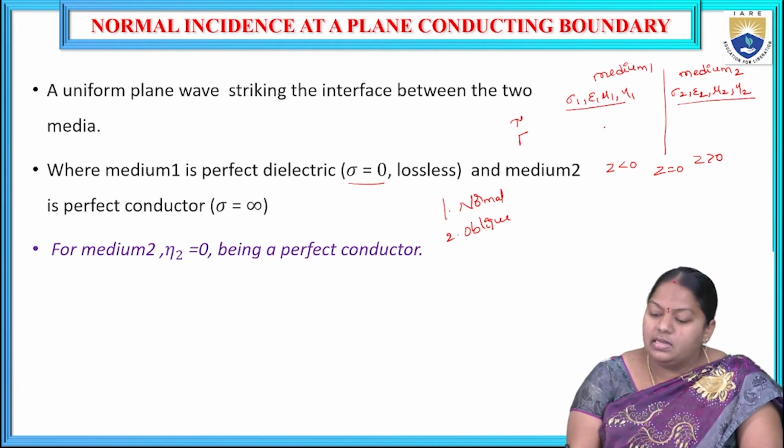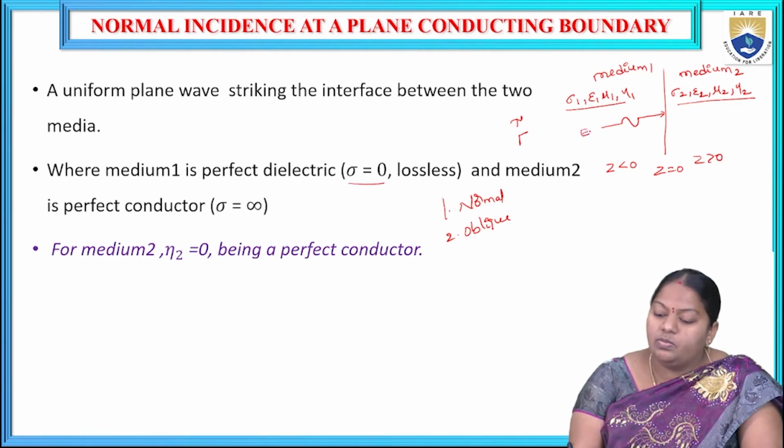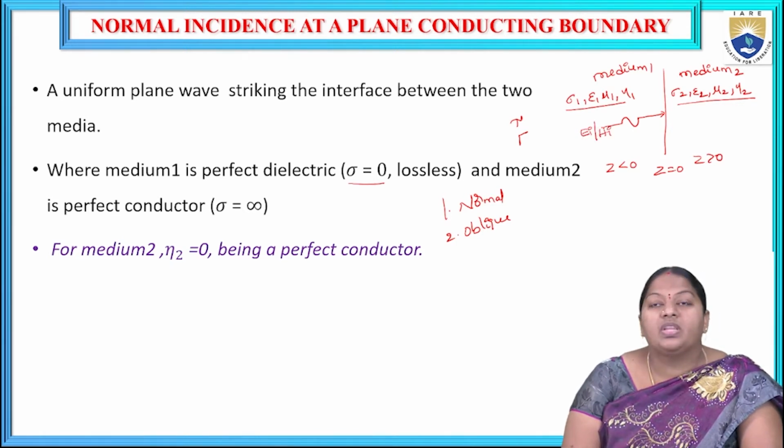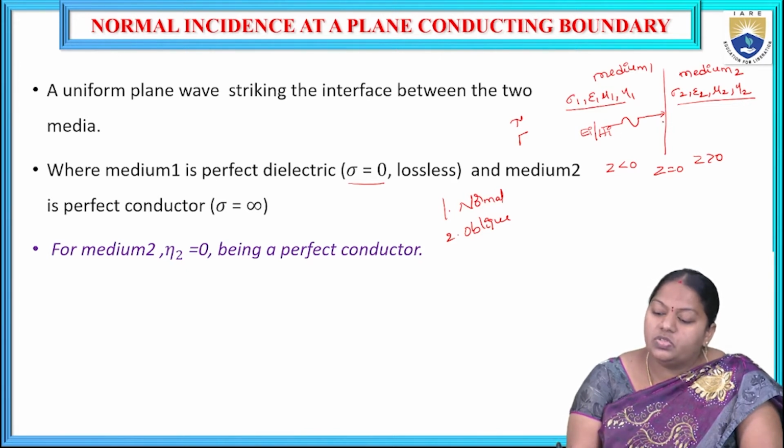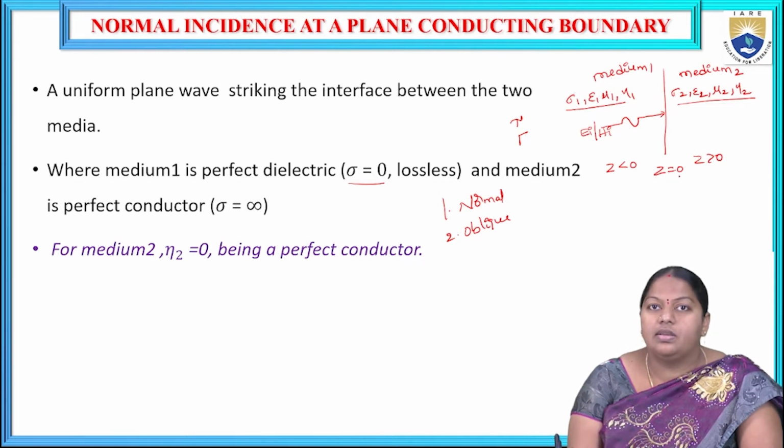When the incident wave strikes the boundary, or touches the boundary, part of this incident wave, let it be EI or HI, meaning the electric field intensity and magnetic field intensity vectors of the incident wave. The boundary or interface is located at z equal to 0, and in medium 1 the region is defined as z less than 0, and above, in medium 2, we have the condition z greater than 0.